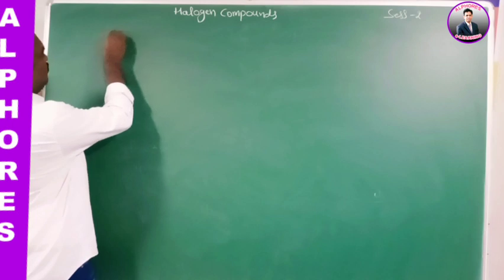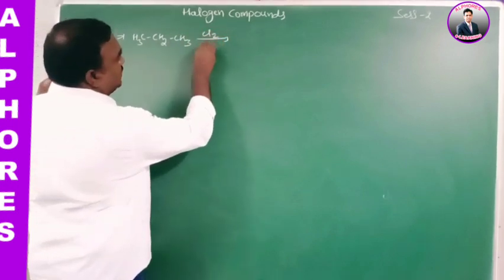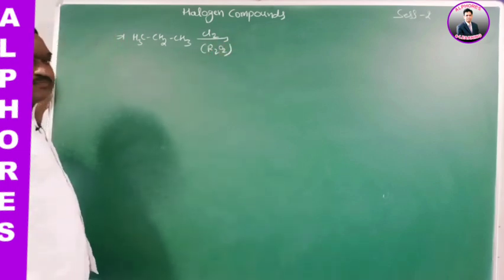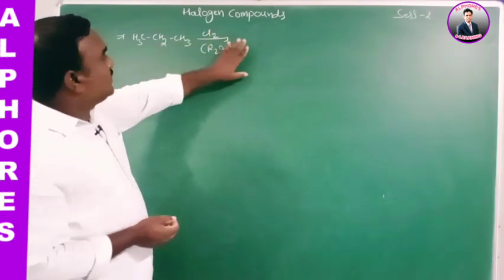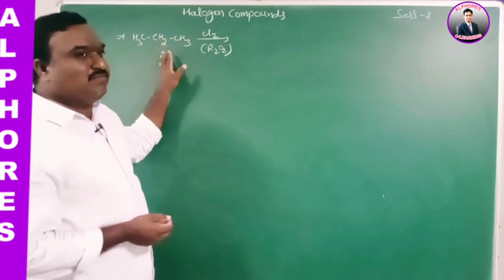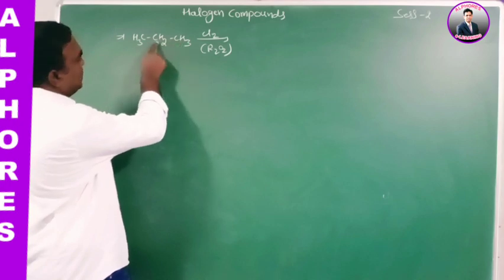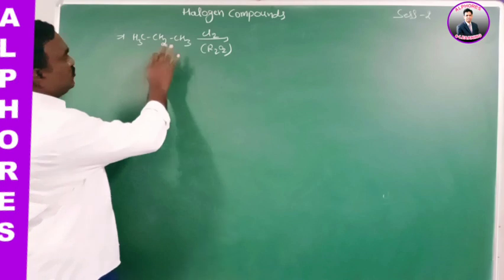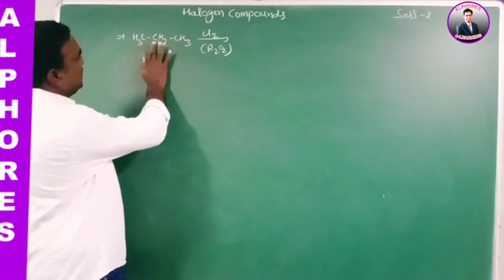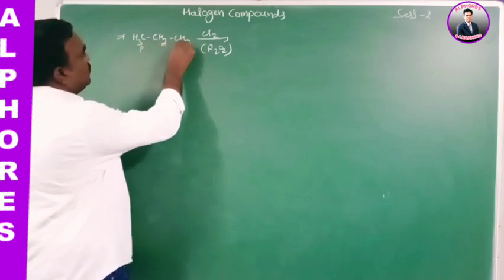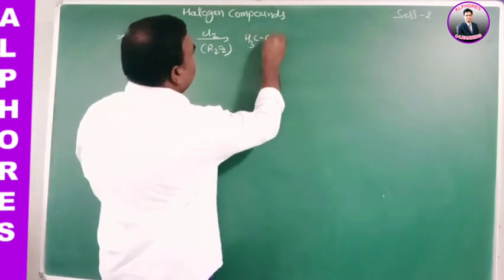For example, here the propane compound is given, with Cl2 in the presence of sunlight or R2O2, or high temperature, 523-673 Kelvin. Based on the hydrogens, we can write the number of products. First, find out the connectivity of carbons. How many types of hydrogens are there? Here, two types: primary, secondary, primary. Both primary carbons have the same connectivity, primary connected with secondary, so both give the same product, only one product, and the secondary gives one product. That means totally two products are possible.